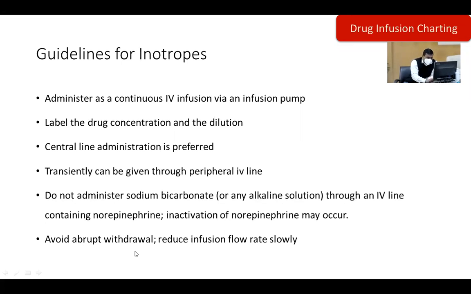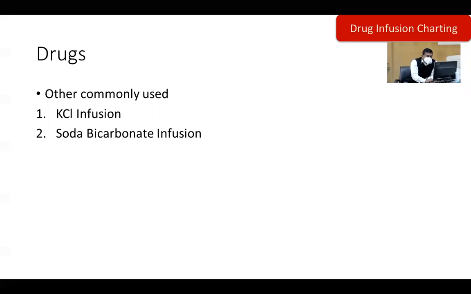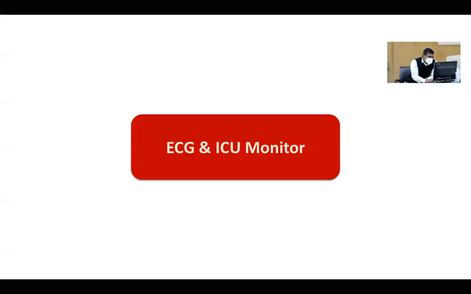You have to taper it down very slowly. Other commonly used drugs are KCl and soda bicarbonate. You know the importance of it. Do not push it directly. The patient will die. Do not give it directly.